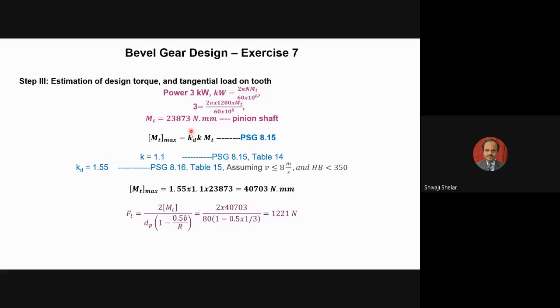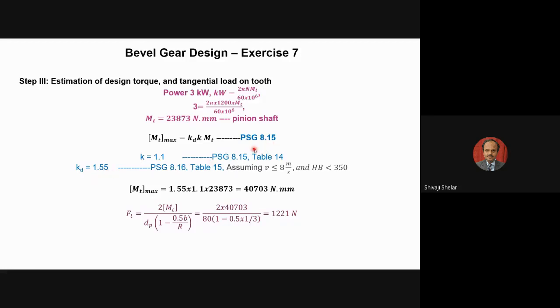We have to get the design value. Design value will be taken as K_D K into M_T, from the design data book 8.15. We are determining the value of K_D and K. So K value we are taking from table number 14, and K_D value. If you go to this diagram, how we have taken the value of K_D and K: we have taken 1.1 for K, and K_D is equal to 1.55.